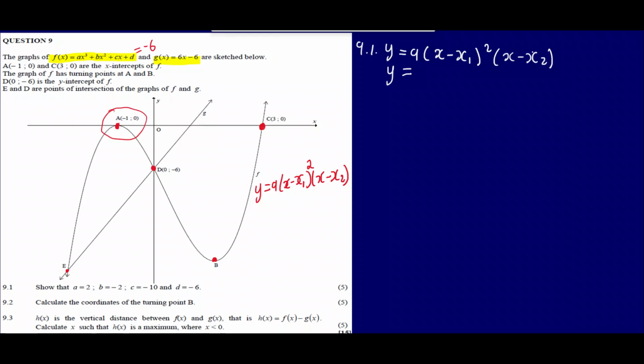So do we have the a value here? The a value is the first coefficient, like I said, but we do not have it. We're not going to write the a value because we don't know it. But we can say x here and substitute the first x-intercept, which is -1. So here I will say x minus -1, and then I square this, and then here we say x minus the second x-intercept, which is 3, right? So we'll have y is equal to a times x plus 1.